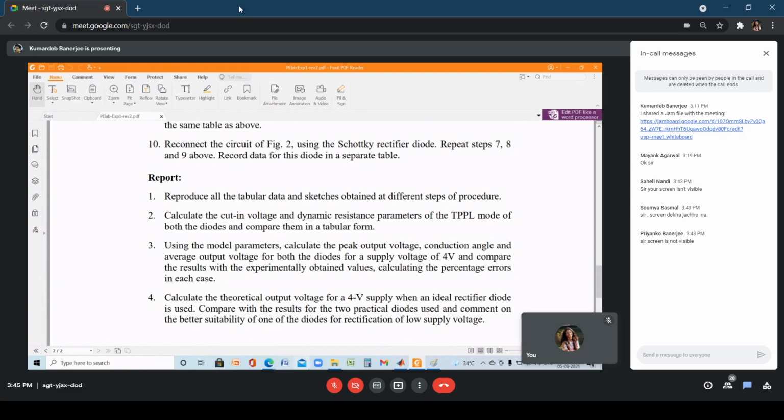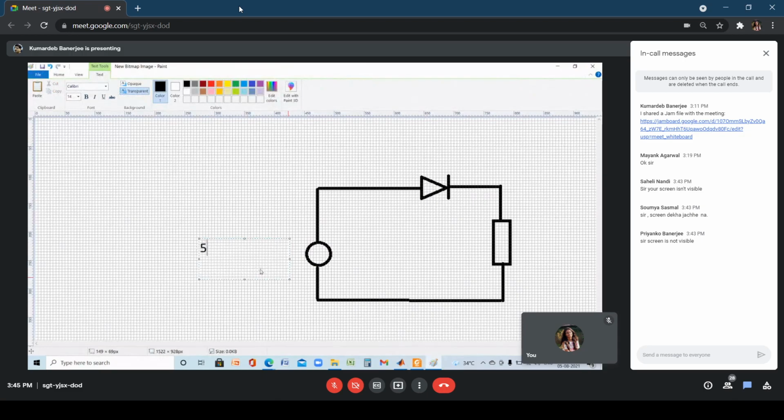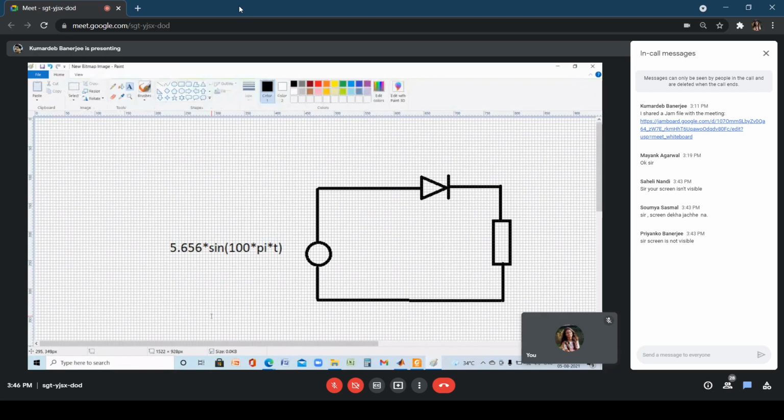Okay, so what will I write here? As if we have a power supply whose value is 5.656 into sine of what? What is the frequency? Frequency is 50 hertz. So what is omega? Omega is 2 pi into 50, so this is 100 pi. So it will be 100 into pi into t. Okay? So the excitation looks like this.